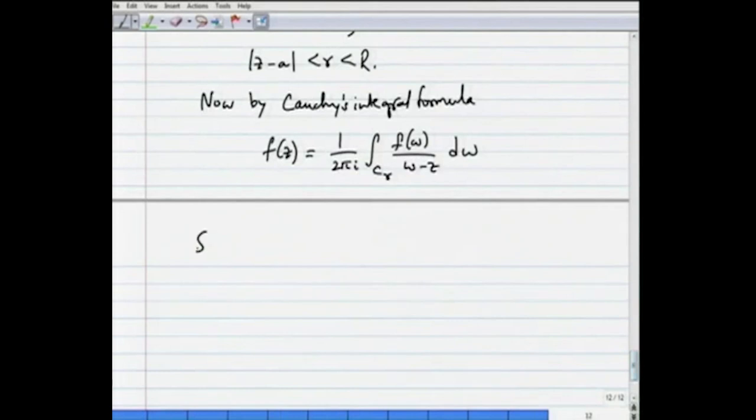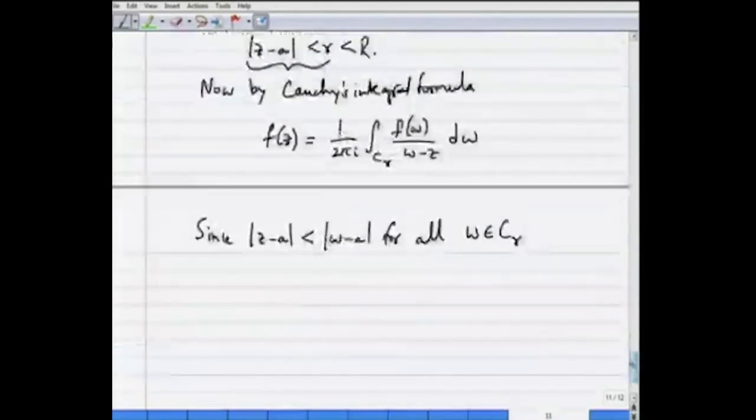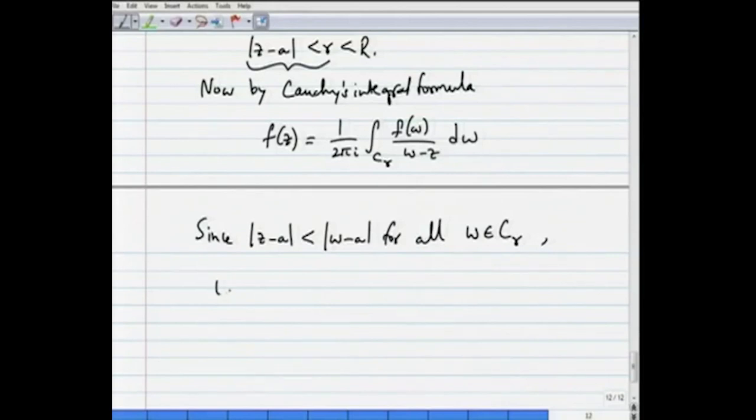Now, the modulus of z minus a is less than the modulus of w minus a for all w belonging to the circle of radius r centered at a. So, notice that z minus a is strictly less than r. So, what you can do is take 1 by w minus z, which appears here in the integration.